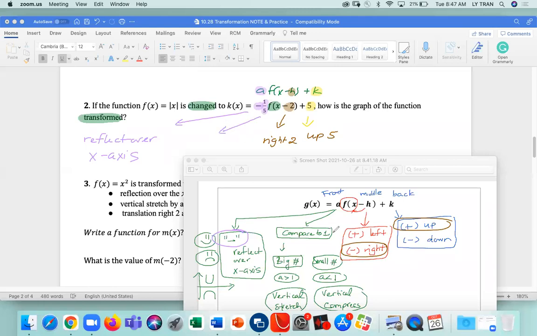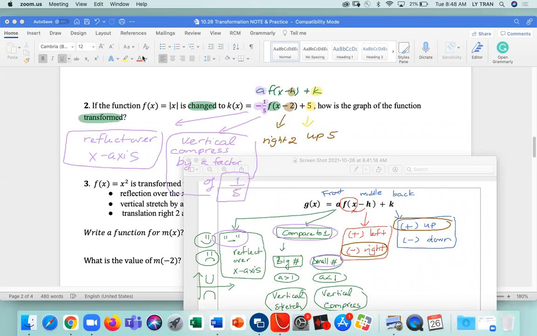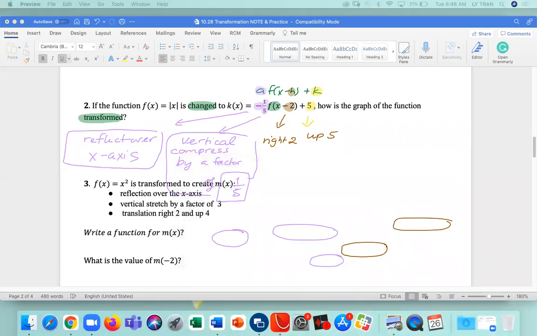So 1/5 compared to 1 is going to be a small number. When it is a small number, we're going to be vertical compressed. Small is compressed. So vertical compressed by a factor of 1/5. Now keep that in mind. You're going to use 1/5. You're not going to use negative 1/5 because you already used the negative for reflection, so you don't use it again. So that's all the four transformations that you have in this question. Really hope that makes sense.